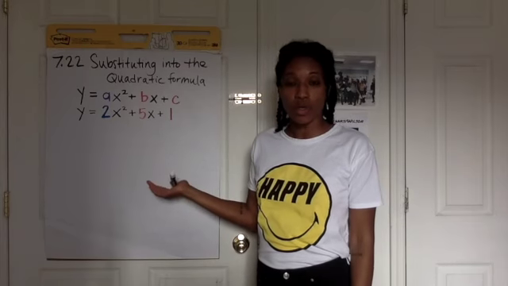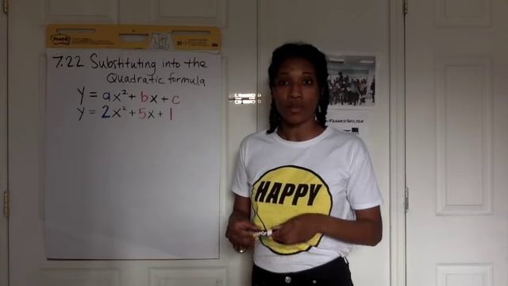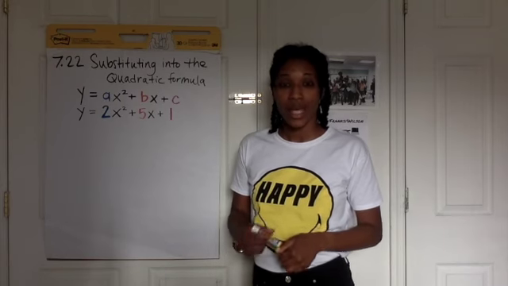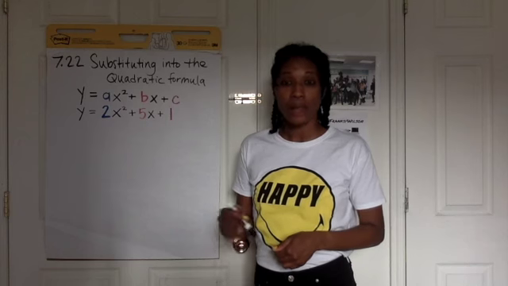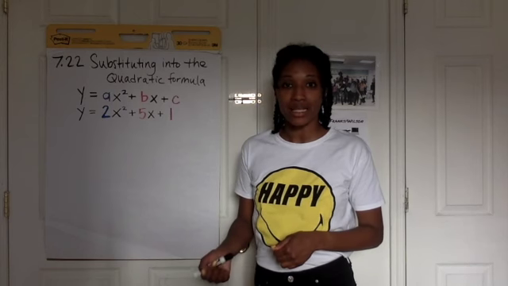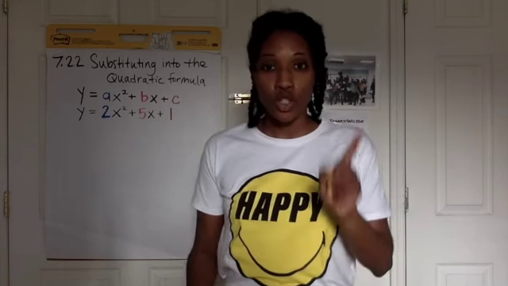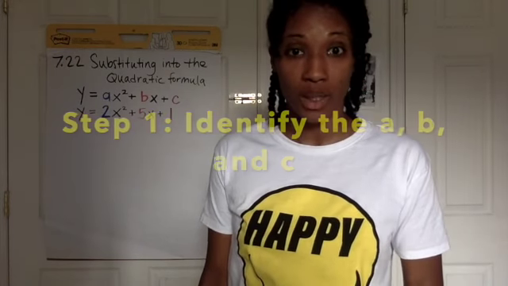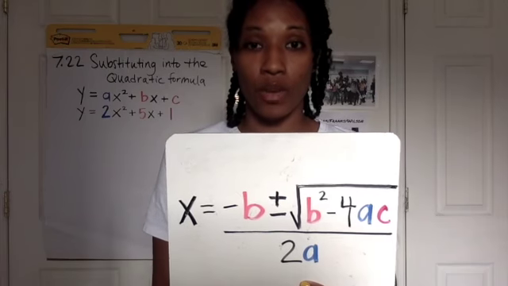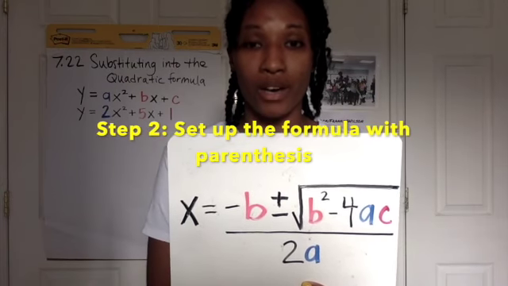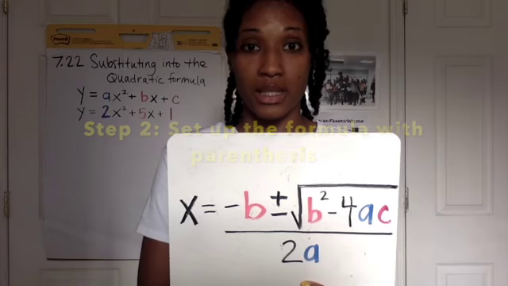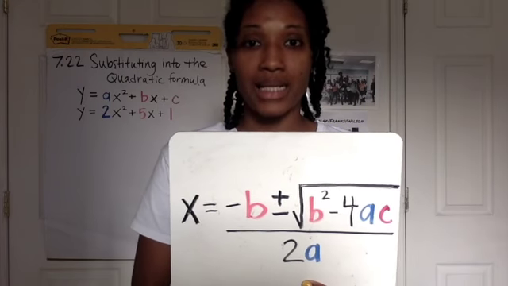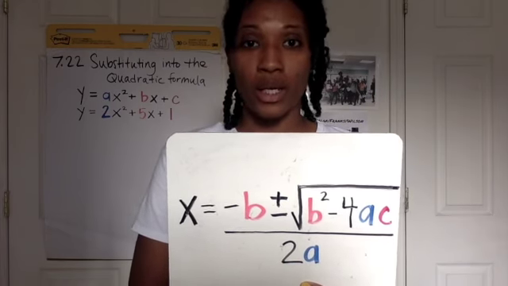So in this example, y equals 2x squared plus 5x plus 1. A is equal to 2, b is equal to 5, and c is equal to 1. 2, 5, and 1 will be the numbers that I substitute into my quadratic formula. So when I set up my quadratic formula, everywhere I see a variable, I'm going to use a parentheses, because that parentheses is going to tell me I need to substitute a number.